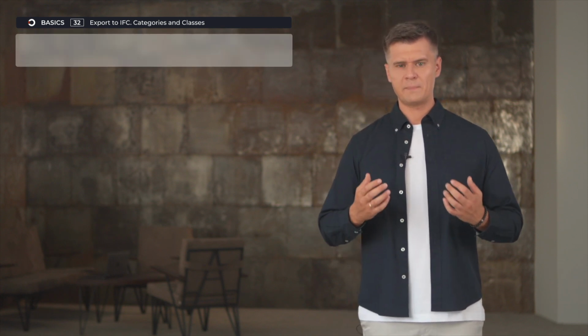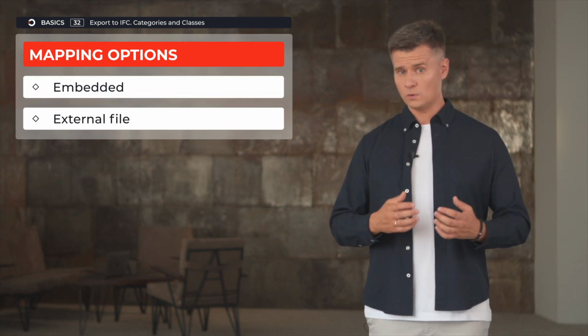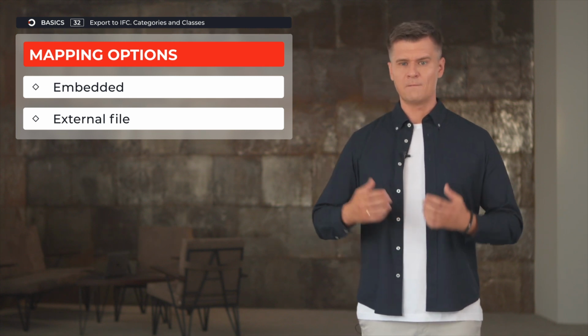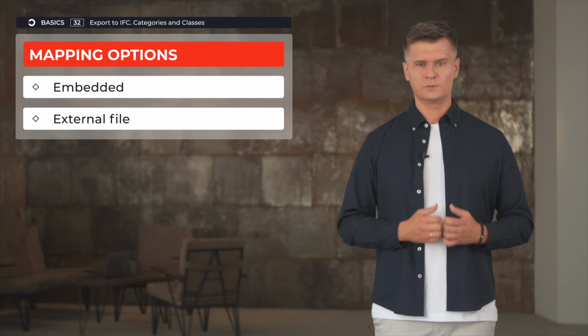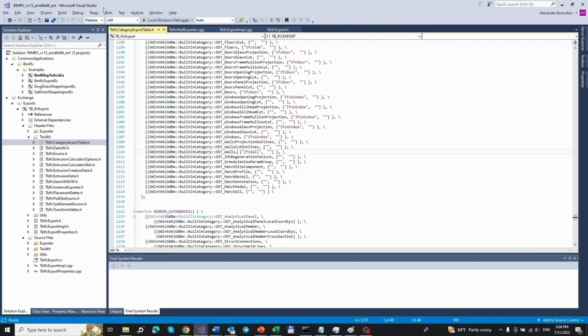ODA TB IFC export model provides two mapping options. You can use the embedded mapping, or you can specify your own file with mapping rules. For that purpose, you need to use category mapping file property. But if you wish to check the embedded mapping table, you need to address the TB IFC category export table header file.